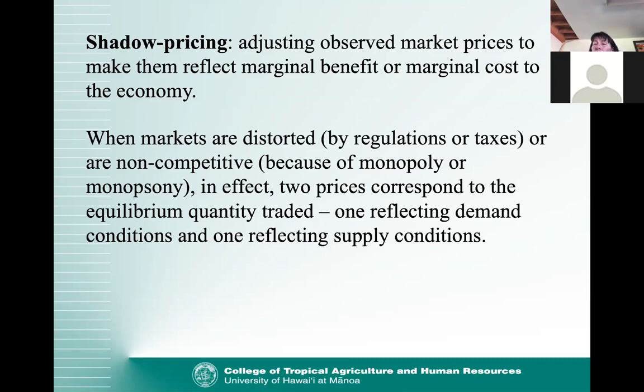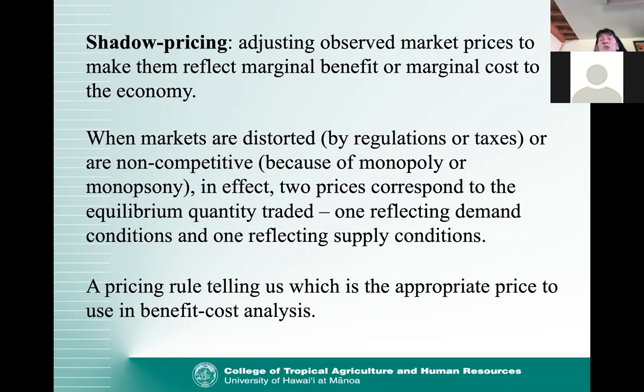And often when markets are distorted by regulations or taxes, or are non-competitive because of monopoly or monopsony, then you have a situation where you don't know what price to use. Do you take the price from the demand curve, or do you take the price from the supply curve? And that's really the conundrum you're facing in chapter 5. How do you adjust? They'll give you curves and ask you which one to use, and that's what you've got to figure out. So we're going to run through one example today, and I'm going to give you some homework help. There's also an FAQ on chapter 5, so look at that too.